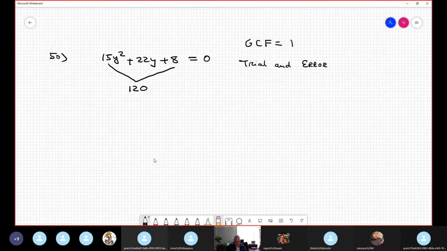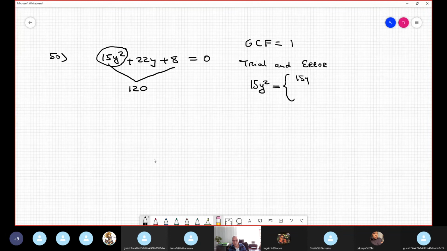Remember, trial and error is: you take the first number and investigate any possibility to break it down. Well, we have 2 possibilities, I guess. 15 times 1 and 5 times 3. That's it, no? No more possibility. 3 and 5 and 15 and 1.